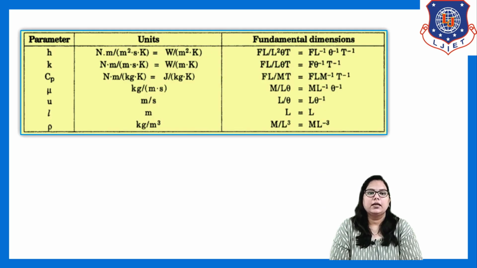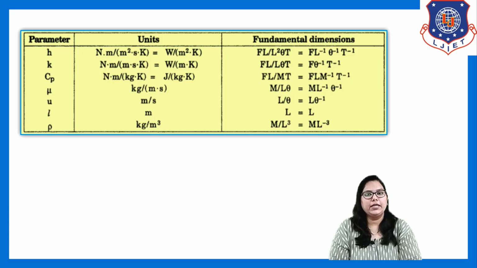See here, I have written it in the form of a table. You can see in the table, first column is parameter, second is unit and third is the fundamental dimension. Parameters are our variables, dependent and independent all. The first parameter is h, which is heat transfer coefficient. What is the unit of h? Watt per meter square Kelvin. So from the unit you can easily write the dimension. What is the dimension of h? F, L to the minus 1, theta to the minus 1, T to the minus 1.